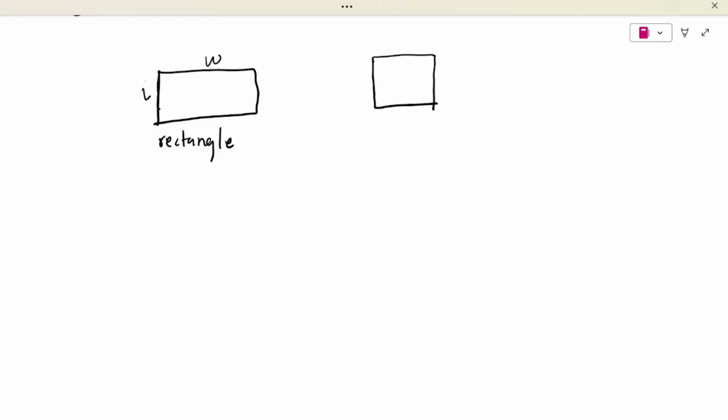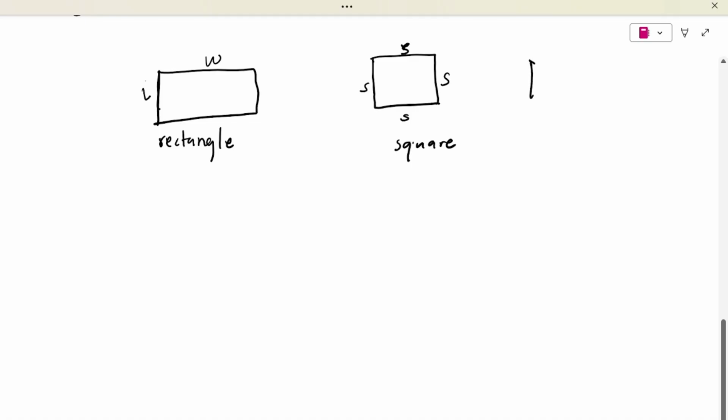So let's go to diagrams. For example, you're told to find the area of a rectangle. The rectangle looks like this. That's a rectangle. The square is going to be like this. All the sides are equal. Just say side, side, side, side. So all the sides are equal. This is a square.